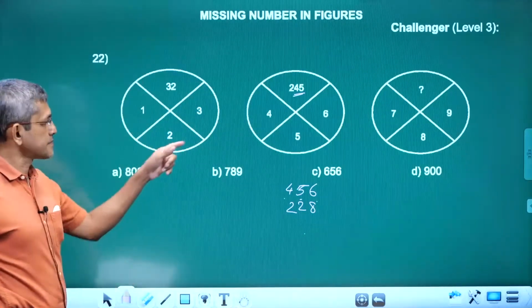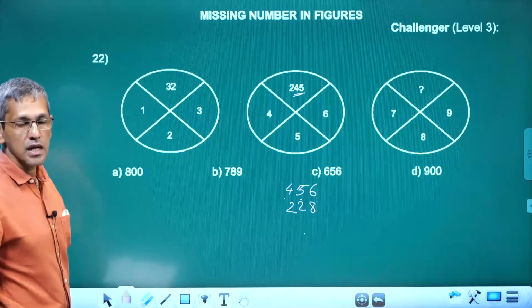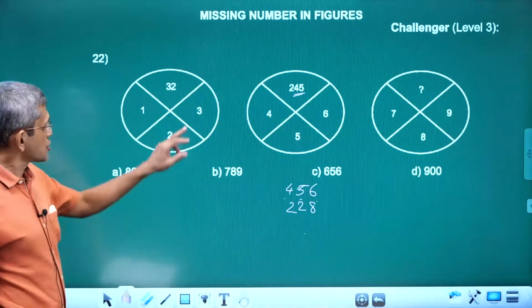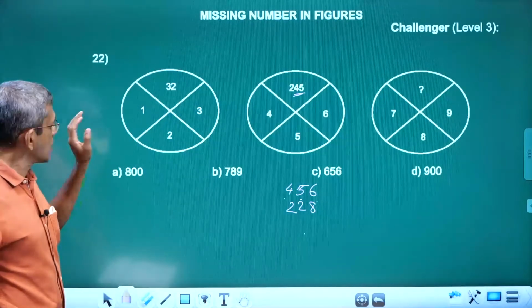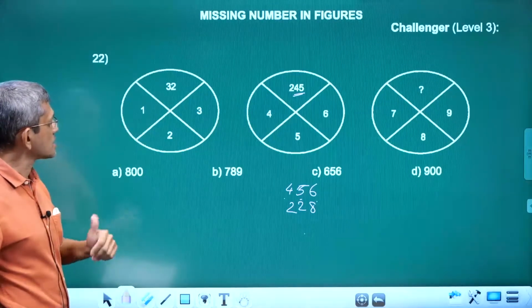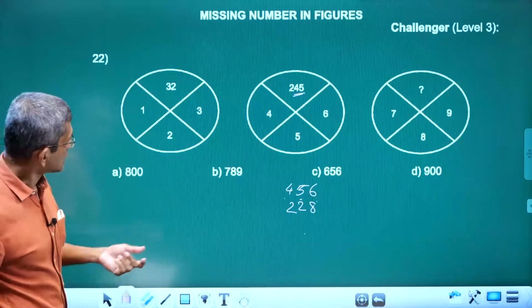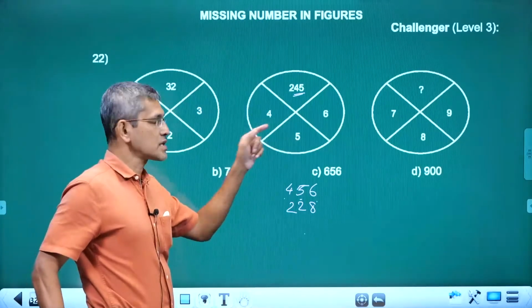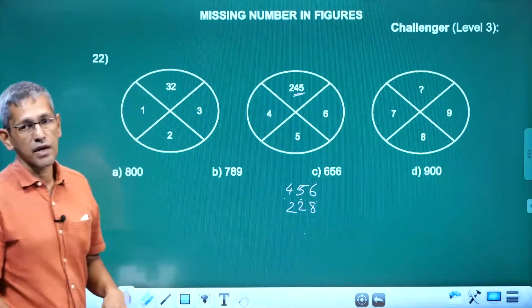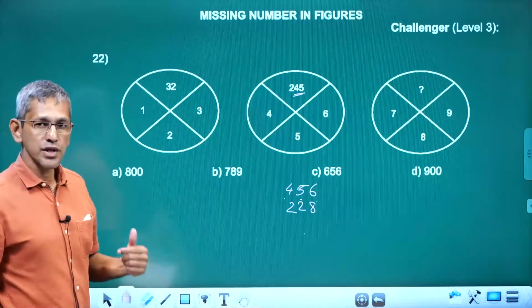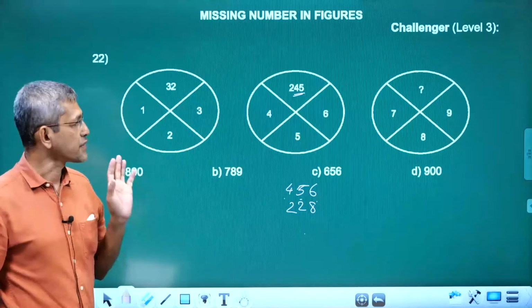Any other pattern? Check it out. Any other pattern applicable here? So 3 into 2, 6, 6 into 1, 6 itself. So that's 6 and 32. That is 6 square minus 4. And in this case, 6 into 5 is 30, 30 into 4, 120. 120 and 245. Well, 120 into 2, 240. 120 into 2 is 240, plus 5 is 245.